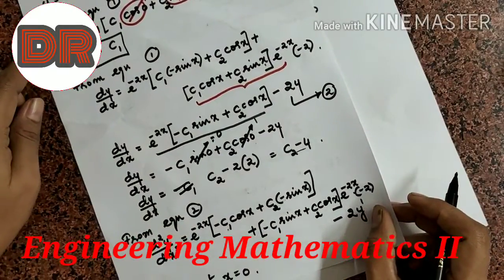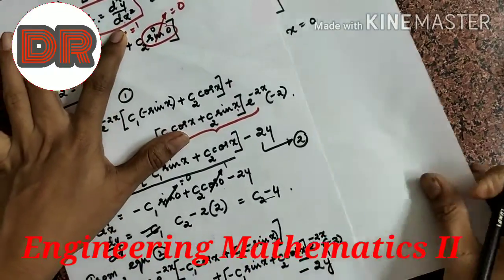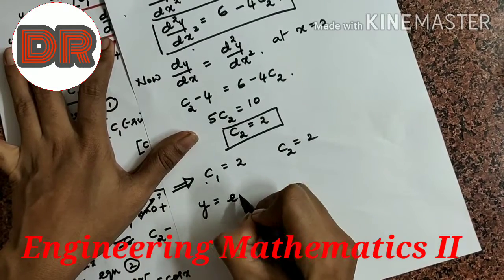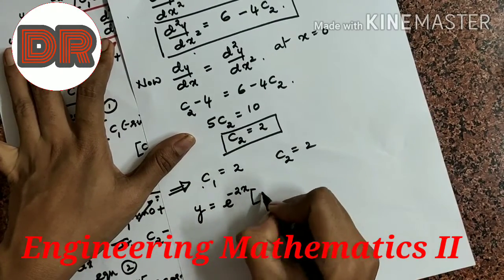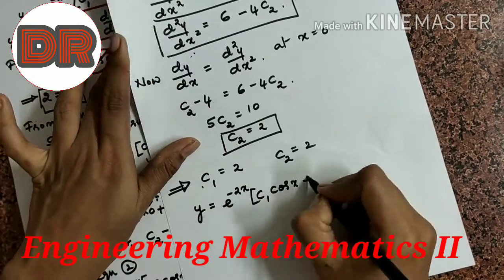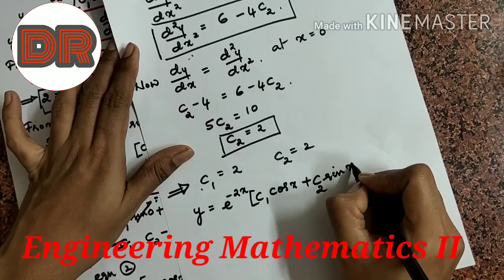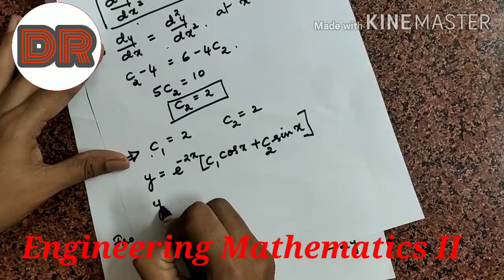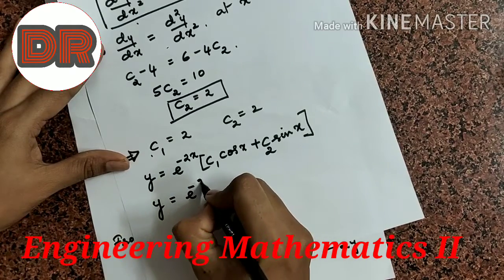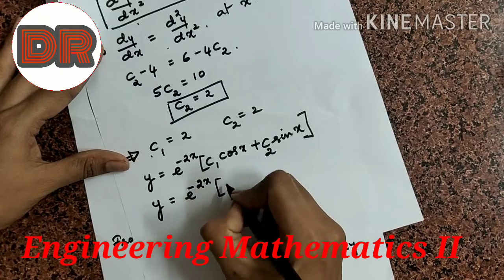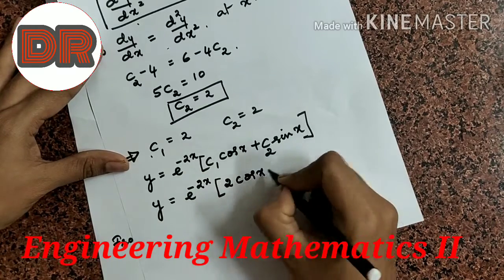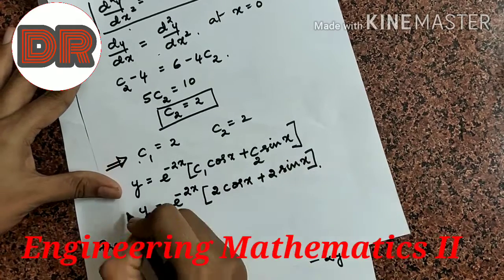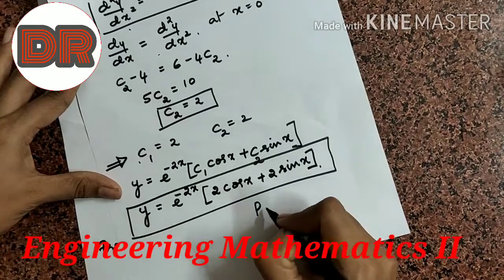Now, let us write the final particular solution. From here we have already written equation 1, not the particular solution, the complementary function. So, we will write the particular solution. y is equal to e to the power minus 2x into c1 cos x plus c2 sin x. This was the solution we had written in terms of arbitrary constants. Now, let us substitute the arbitrary constants here. So, e to the power minus 2x, c1 is 2, so 2 cos x, plus c2 is also 2, so it is 2 sin x. So, this is the particular solution.